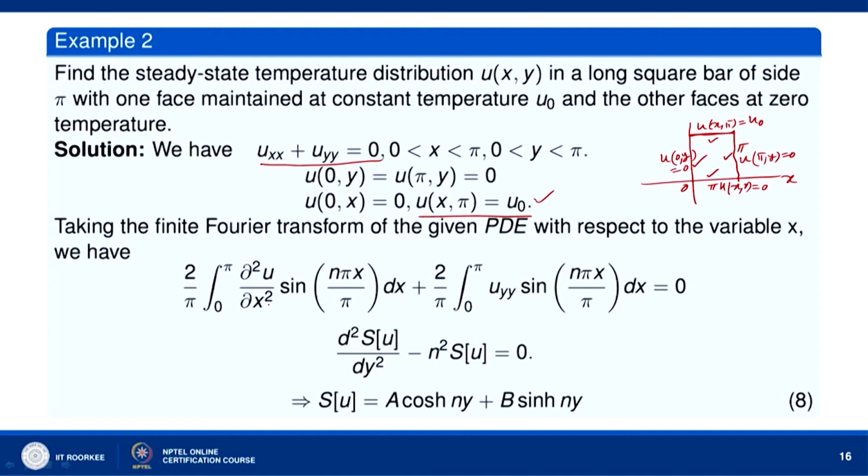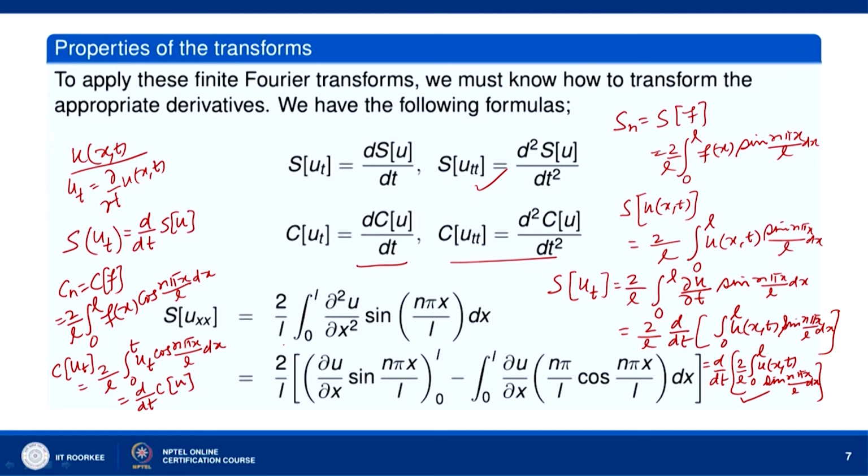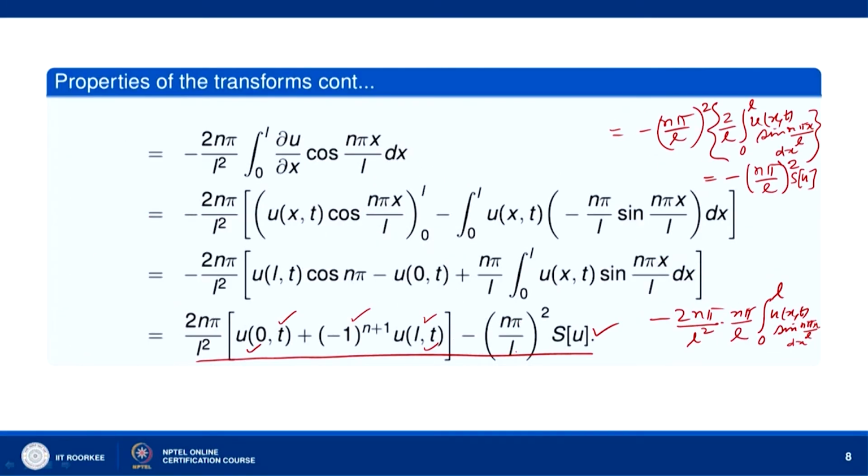Now, we have S of u_xx. Let us look at the formula for that, S of u_xx. We are treating y as t here. So, at x equal to 0 temperature is 0, at x equal to pi temperature is again 0. So, this is 0, this is 0. This means that S of u_xx is equal to minus n square pi square over L square, and L is pi. So, this is minus n square S of u.